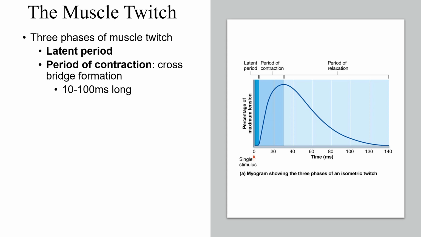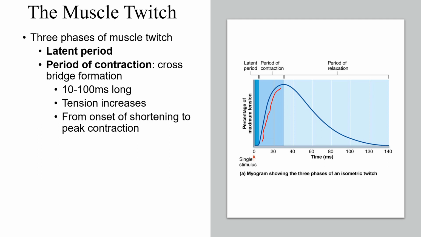So initially you're going to have not very much contraction, but it's going to build as we go through this time. And this can last from 10 to 100 milliseconds long. So during this time, tension will increase, and so you're going to start to see an increase in tension on our graph. If you look at our graph, we're going to start moving up, up, up, until we get to the point of maximal contraction for this specific muscle twitch.